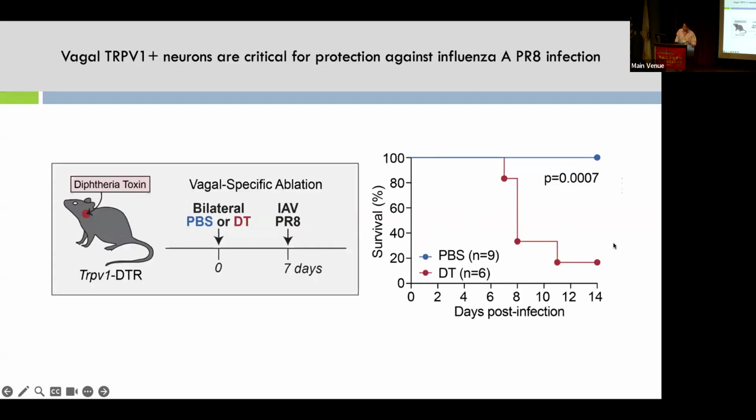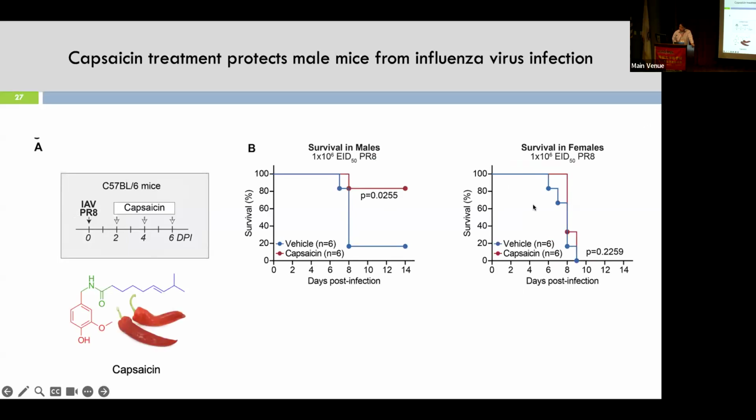So what about the vagal neurons? Here, we specifically ablated vagal sensory neurons that express TRPV1 by using these TRPV1-DTR mice, where we just injected DT into the vagal ganglia versus PBS. And then when we gave the PR8 influenza virus, they also did a lot worse, you can see, than the PBS control.